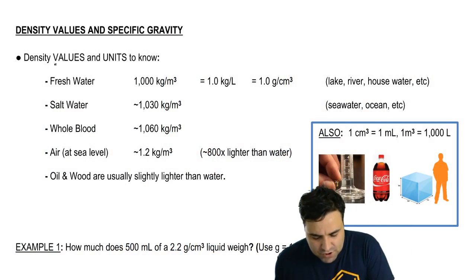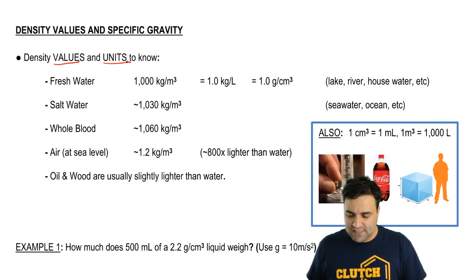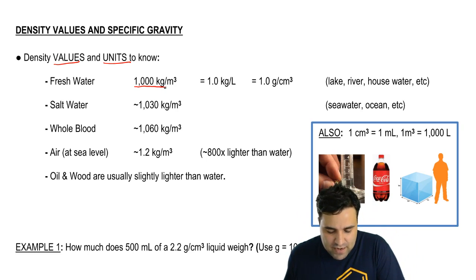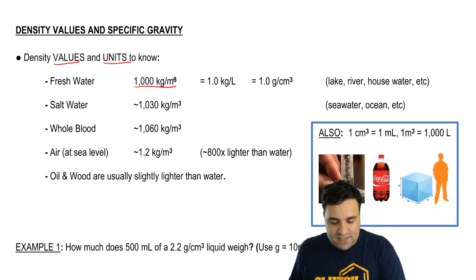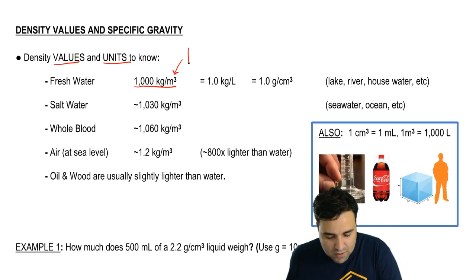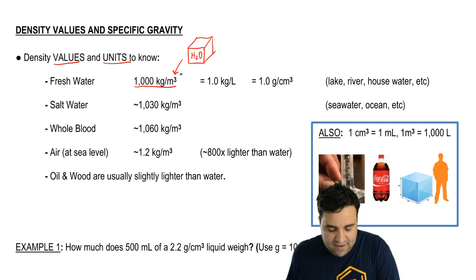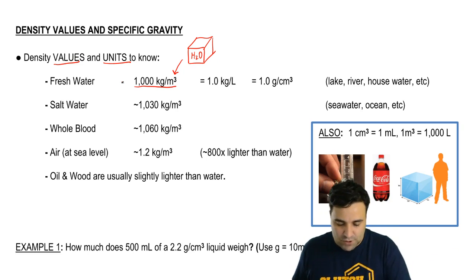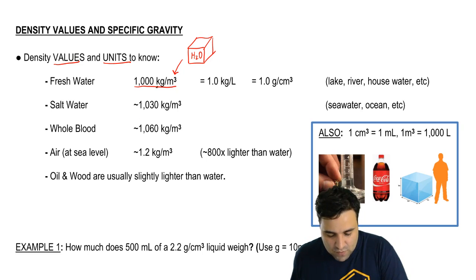Alright, so you should know certain values and units for density. You should know that fresh water is 1,000 kilograms per cubic meter. What this means is that if you have a cubic meter of water, so you fill it out with water, that's going to have a mass of 1,000 kilograms, which is over 2,000 pounds. Okay, so pretty heavy stuff. So 1,000 kilograms for every cubic meter.